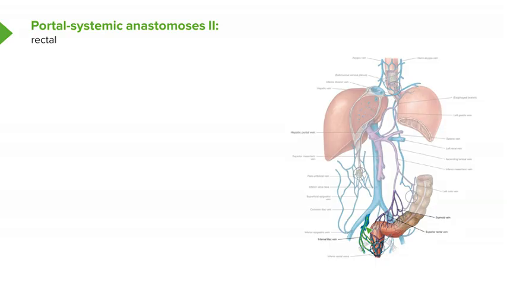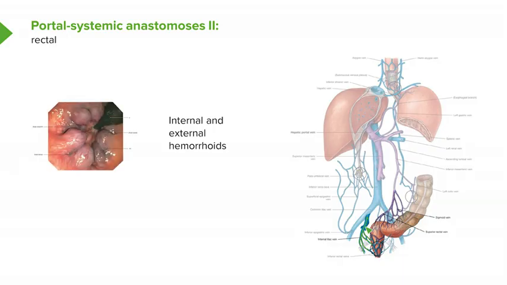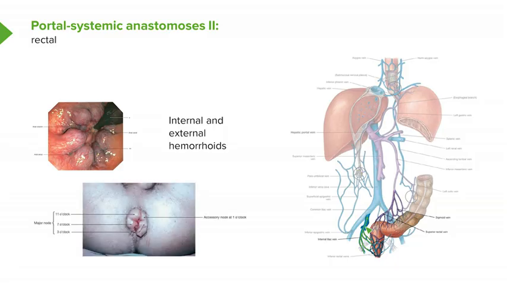Now, because again these blood vessels aren't used to receiving this proportion of blood, we can have what are known as hemorrhoids. We can have bulging of these blood vessels into the wall of the anal and rectal canal. And we can see some internal ones here, and some external hemorrhoids here. So that's the second portal systemic anastomosis.